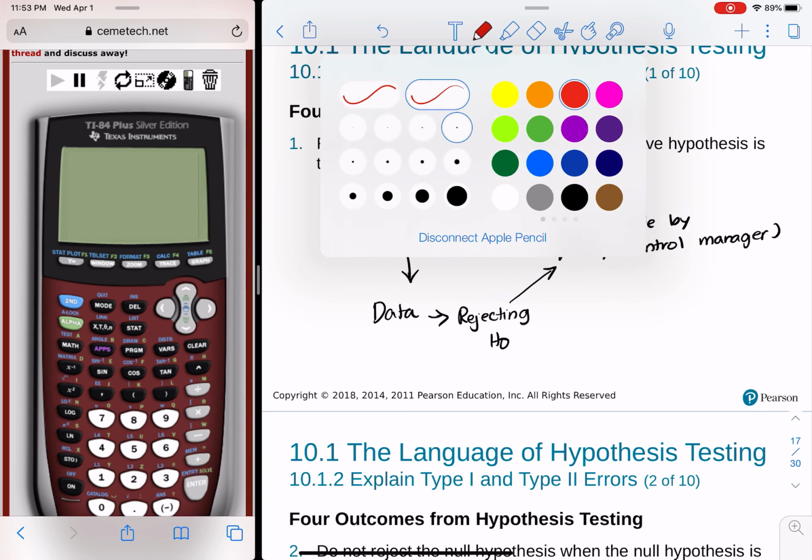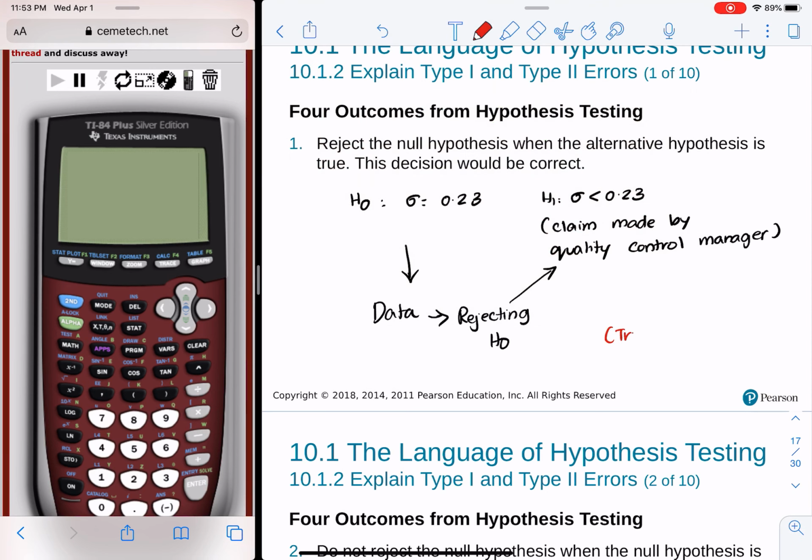What if the truth, which we do not know about the population, the truth is the alternative? Then we are in agreement. In other words, the sample agrees with the truth. Keep in mind, the truth is unknown. We're just using this to explain the outcomes of hypothesis testing. So the truth is that the standard deviation is less than 0.23, and the data is also supporting the truth, so we do not make any error. Everything is peachy.